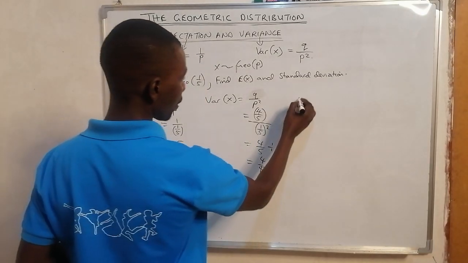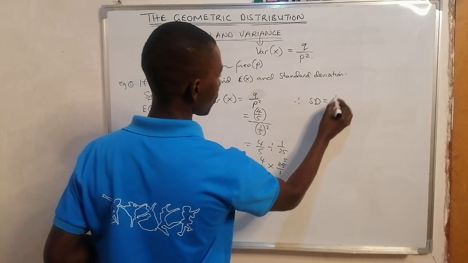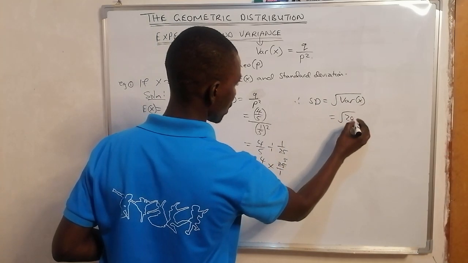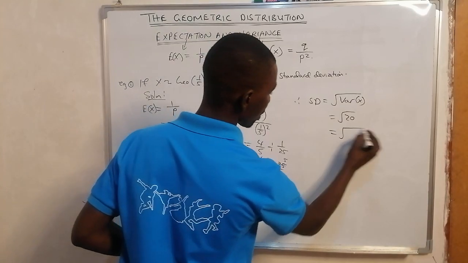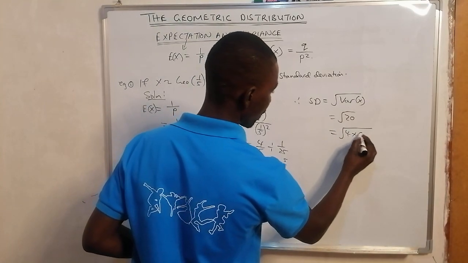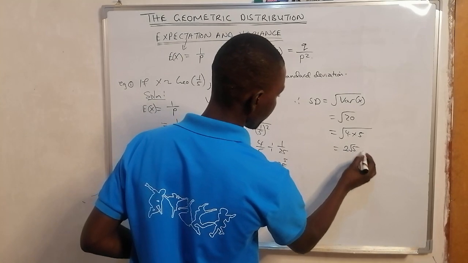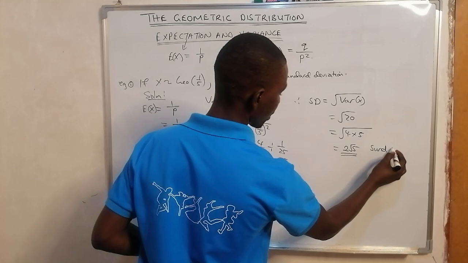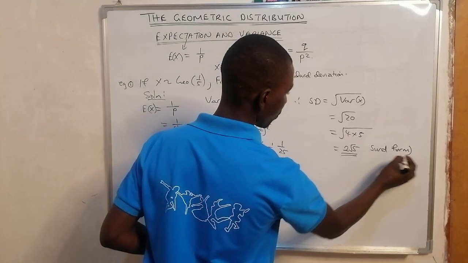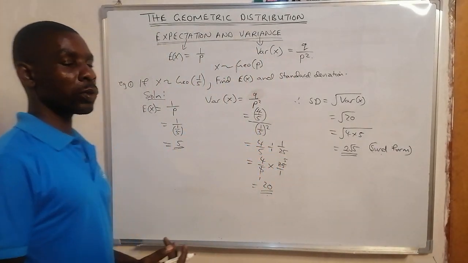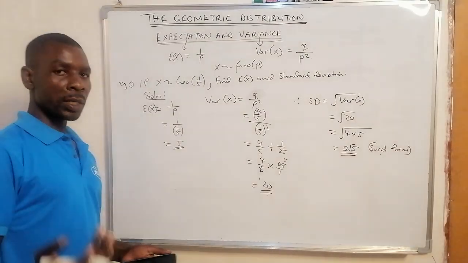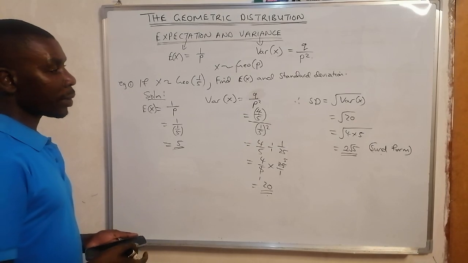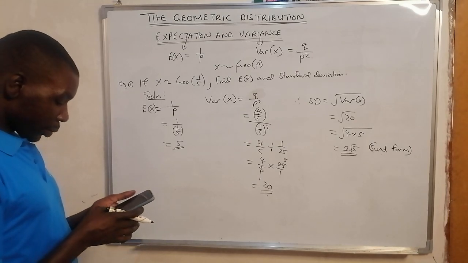Therefore our standard deviation is equal to the root of variance of x, which is the square root of 20. Then square root of 20 is the same as root of 4 times 5, which is 2 root 5. This is in surd form. If the question asks you to leave it in surd form, fine, but if it asks you to give your answer to 2 decimal places, then you just punch it in your calculator. Another example.